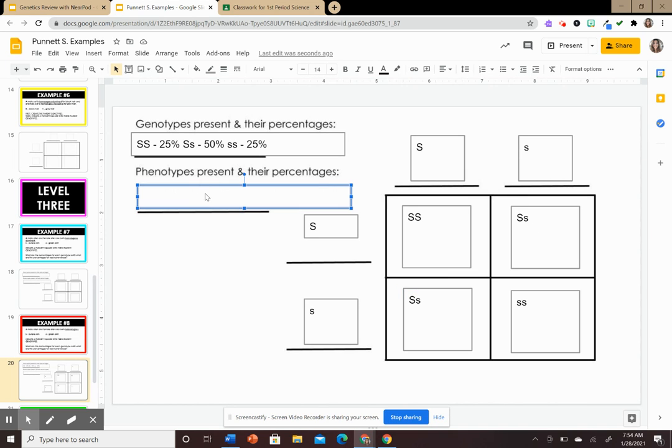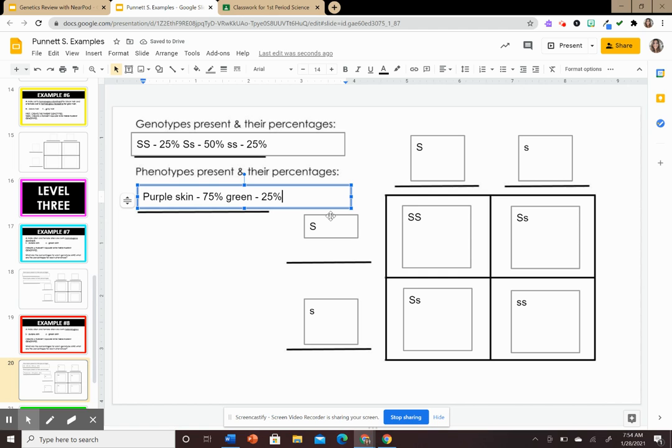So we know that the purple skin is 75%. Now the green skin, it's only going to be a 25% chance. There's only one box that has little s, little s. And in order to have green, that's a recessive trait, you have to have a recessive trait from your mom, a recessive trait from your dad. So you have to have two little s's. So that's going to be 25%.